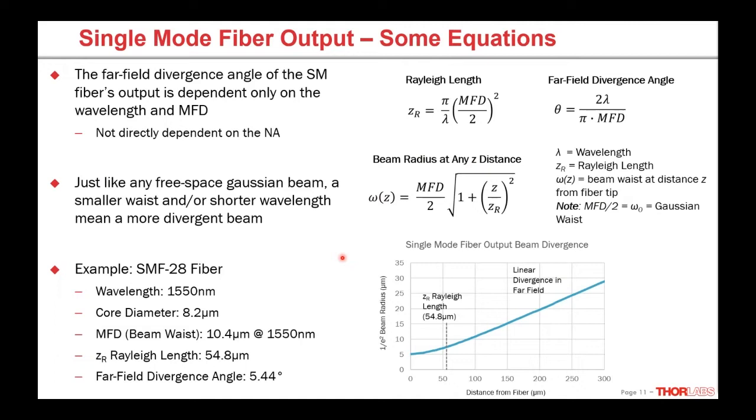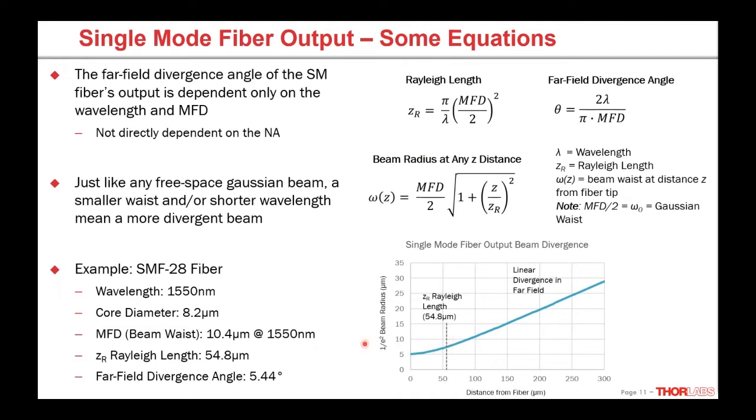So putting some real numbers behind this, let's look at SMF28 fiber. That's a very common telecom fiber in the world used to link continents for telecommunications. And that's the example I'm going to use for this talk, just like in the last talk. That fiber has a mode field diameter at 1550 nanometers of about 10.4 microns. So if we plug in 10.4 microns for the mode field diameter and 1550 nanometers, we get a Rayleigh length of about 55 microns.